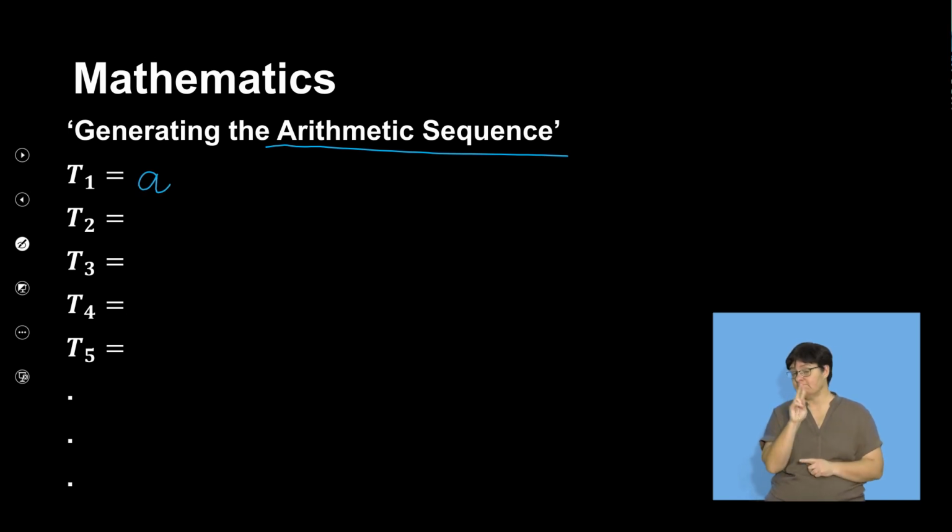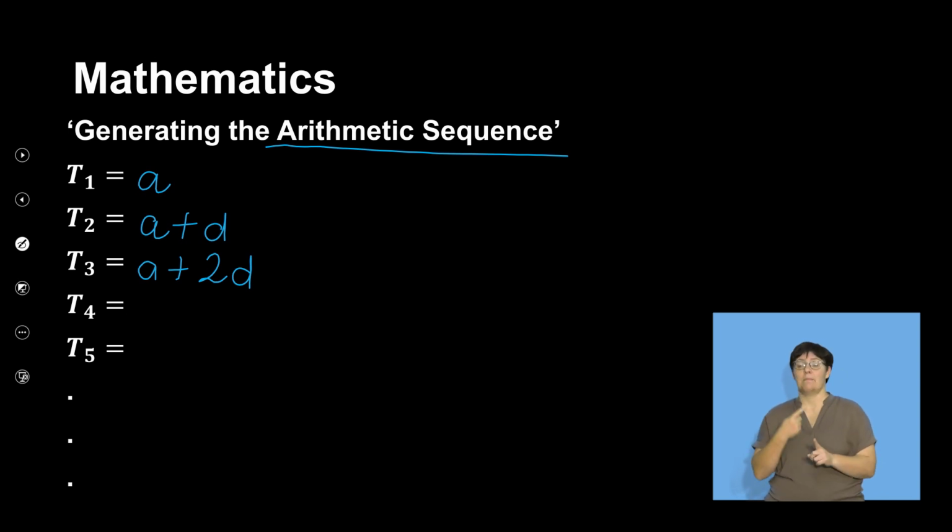If I'm looking at term 2, I'm sure everyone will agree with me, that's going to be A plus D, because it's A plus 1 difference. So, I actually don't need that other equal sign over there. If I'm looking at term 3, it's going to be A plus 2 differences, because I have now said it's A plus a difference plus another difference. Term 4 will be A plus 3 differences. Term 5 will be A plus 4 differences.